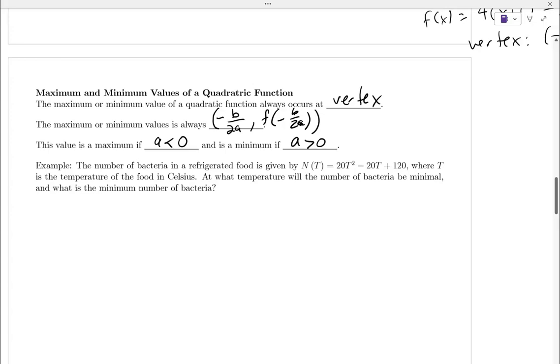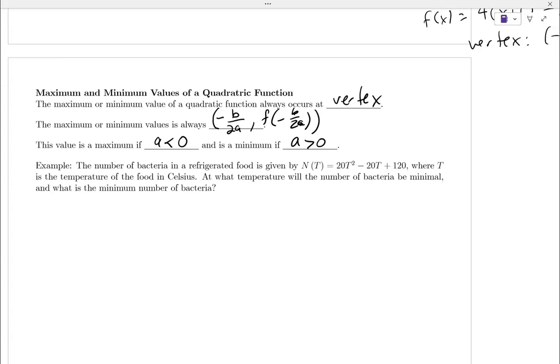So let's look at these few application examples that we have. If I have an application problem for you, I will just want you to use the shortcut method. If I want you to complete the square, I'll tell you to complete the square. Okay? So you'll know when to use it and when not to.